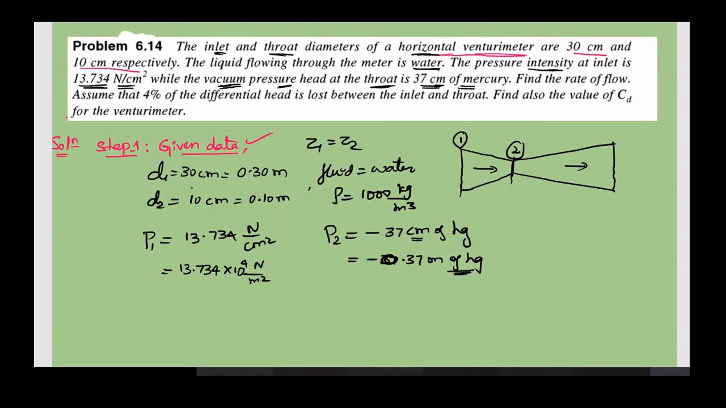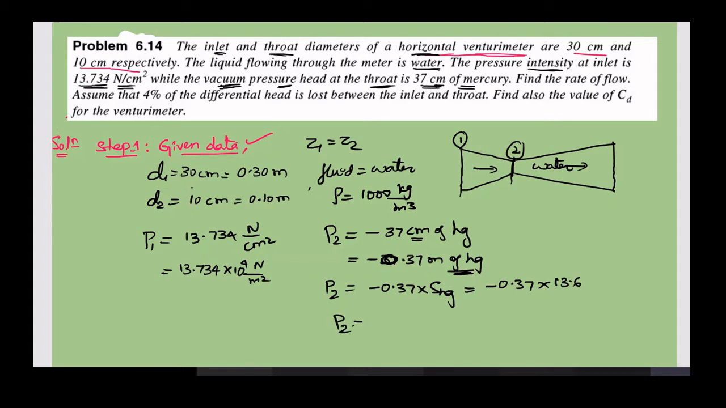Still it is in terms of meter of mercury, but the fluid which is flowing through the venturimeter is water. So we have to convert in terms of water by multiplying by the specific gravity of mercury, that is Sg. So I will write minus 0.37 and multiply with 13.6. Then I will get P2 by rho g, because it is pressure head. Centimeter is a unit of length, so for that reason, it is pressure head. I will get minus 5.032. Now the unit will become meter of water. This is the P2 value.